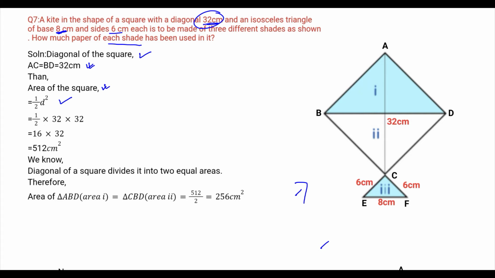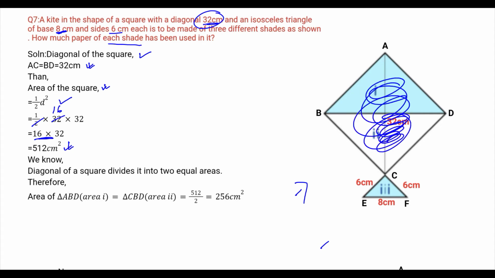Then 2 1s are 2, and 2 16s are 32. We'll multiply 16 into 32. We're going to get 512 centimeter square. That means the whole area of this is 512 centimeter square. But we know that the diagonal of a square divides it into equal areas. So if we just consider this diagonal, then we have this area and this area equal. Or if we consider this diagonal here, which we'll be doing here, then this area and this area are equal, because the diagonal divides it into equal parts. That is how I'm writing it down.